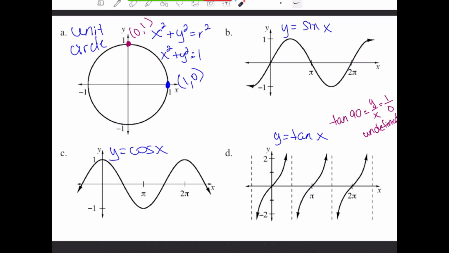All right. So tangent ones are always the cute little, they're the funny ones of them all, right? They're the ones that have those asymptotes. So usually if you have like, is this a sine, cosine, or tangent? Tangent's usually the easiest one to pick out. All right.